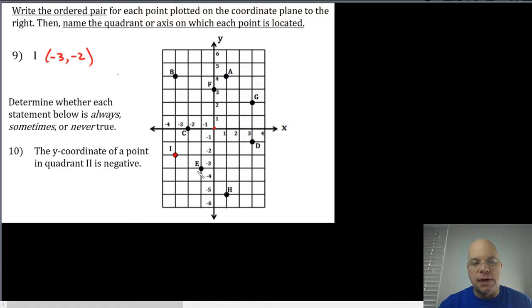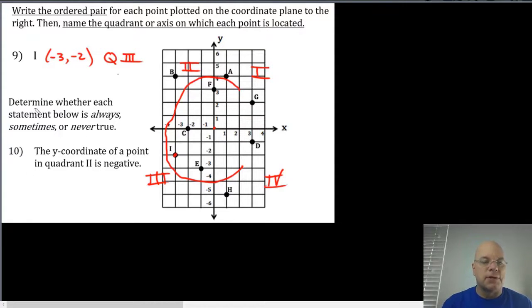The way to name the location is to remember that the quadrants can be numbered by making a capital C. Your capital C starts in the first quadrant, then passes through quadrant 2, then passes through quadrant 3, and ends in quadrant 4, and the quadrants are numbered with Roman numerals. Roman numeral 1, 2, 3, and 4 is IV. So point I is in the first, second, third quadrant. So I'm going to put quadrant 3 for point I.